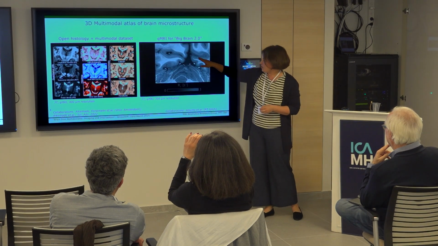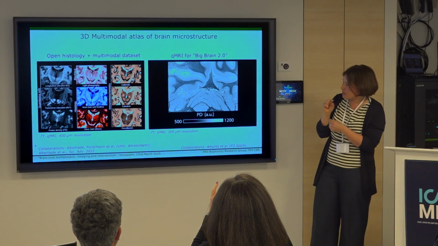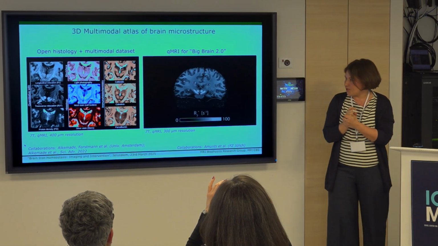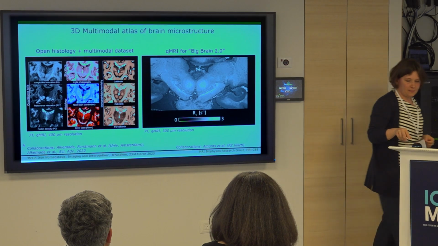So you can compare the nigrosome with the layers in the cortex, because they're as small, and with this resolution of 300 micrometers, you can see them, and you see the nigrosome in this MRI.